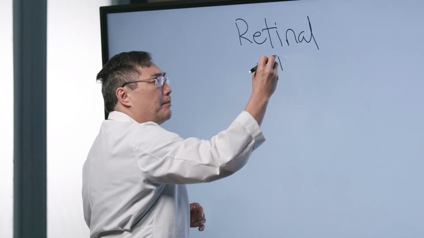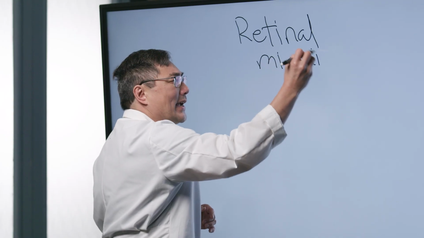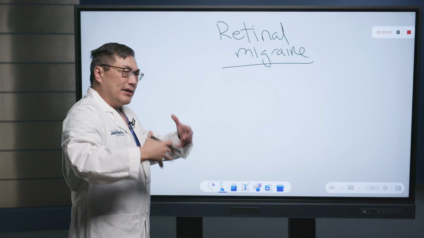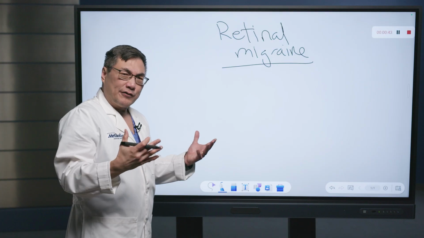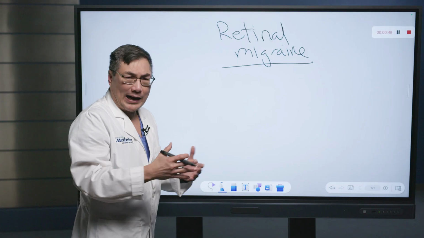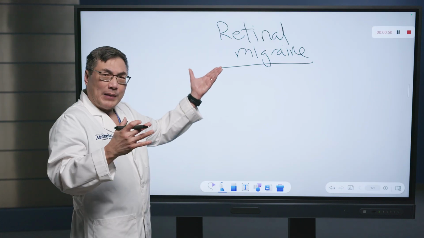Many of you are already familiar with migraine headache, which is throbbing, pulsatile, associated with nausea, vomiting, sonophobia, photophobia, disrupts activities of daily living, and the patient has to go lie down in a dark room. That's your typical migraine patient.